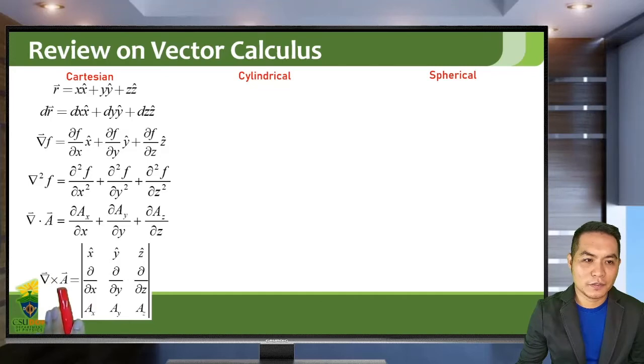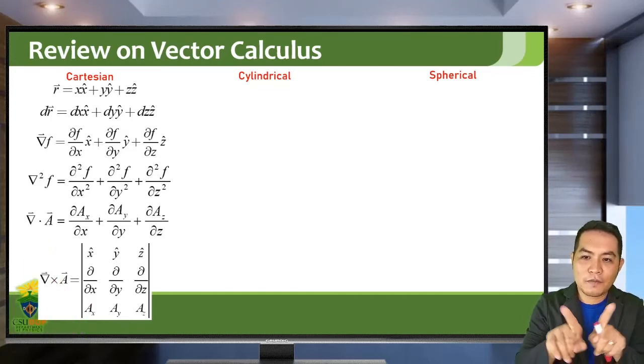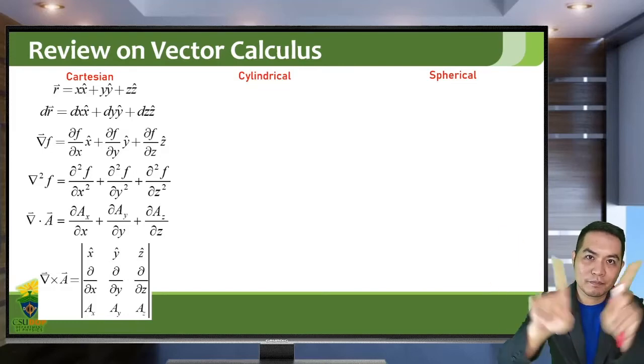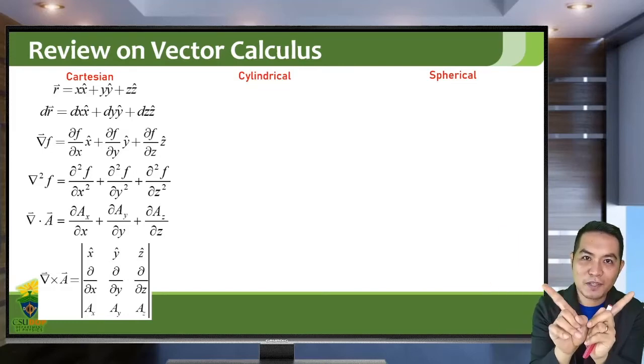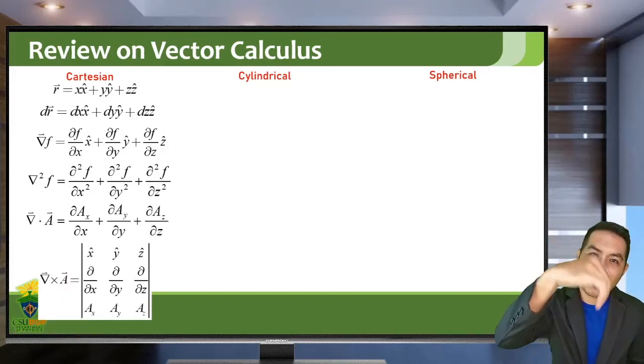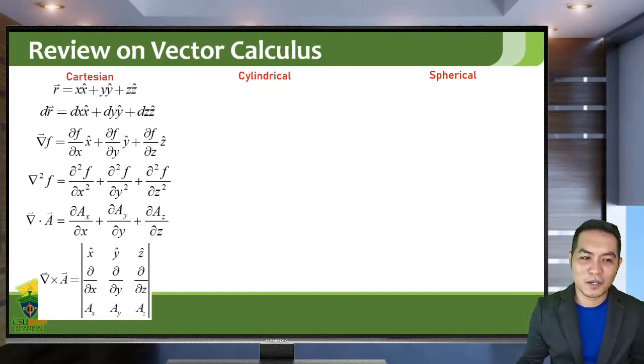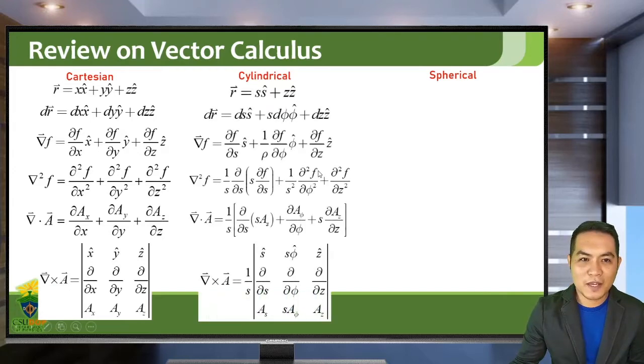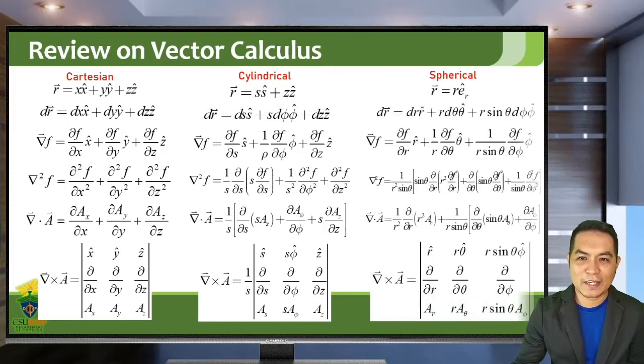And the curl. So divergence is the spreading or diverging. Curl is essentially literally the curl. You curl around something. That's the curl. So this is the curl of a vector. In cylindrical coordinates, the corresponding gradient, Laplacian, divergence, and curl are given as this, and in spherical coordinates, it's given as this. So you need to pause or rewind your video if you want to recall the different formulas on vector calculus.